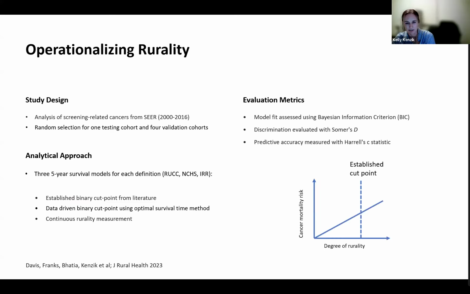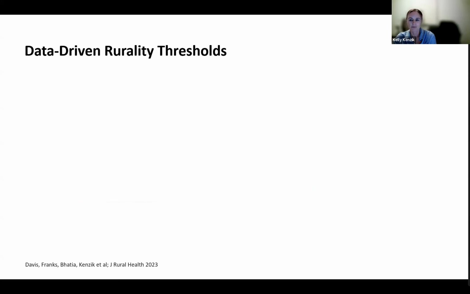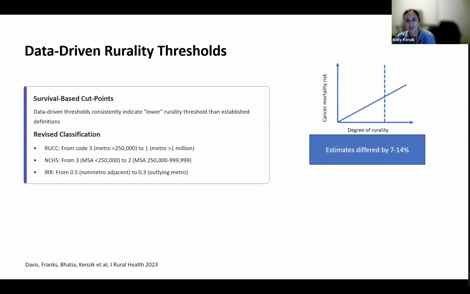So essentially what we're looking to do is, if we have this degree of rurality, let's say there's an established cut point at level 3 or 4, we're hypothesizing that it might be moved to a lower cut point, that rural may not be as rural as people think, that it may actually be more towards the urban direction that might be more meaningful in terms of providing resources, that the risk may be worse. So this was largely true. This is actually mostly what we found.